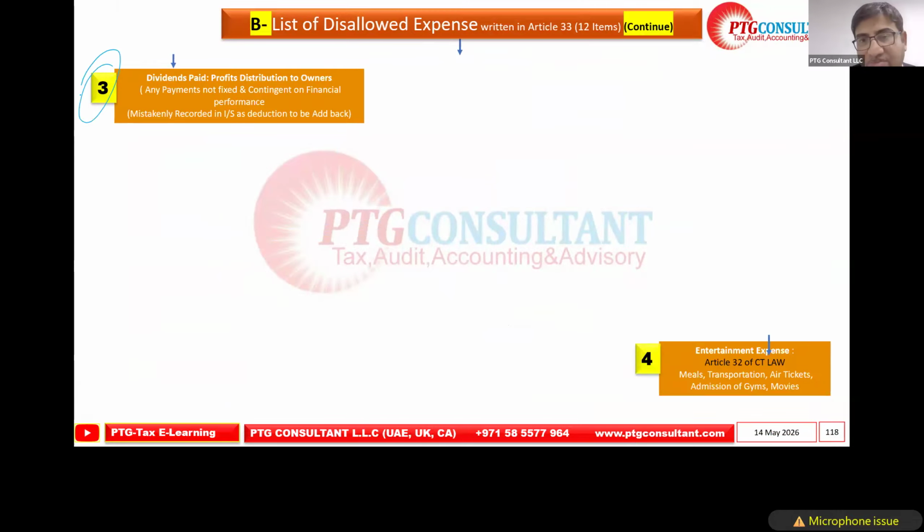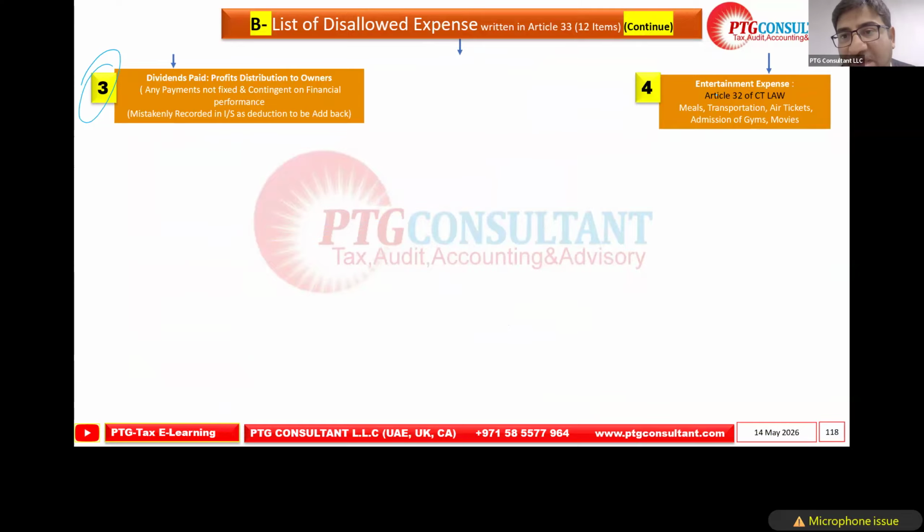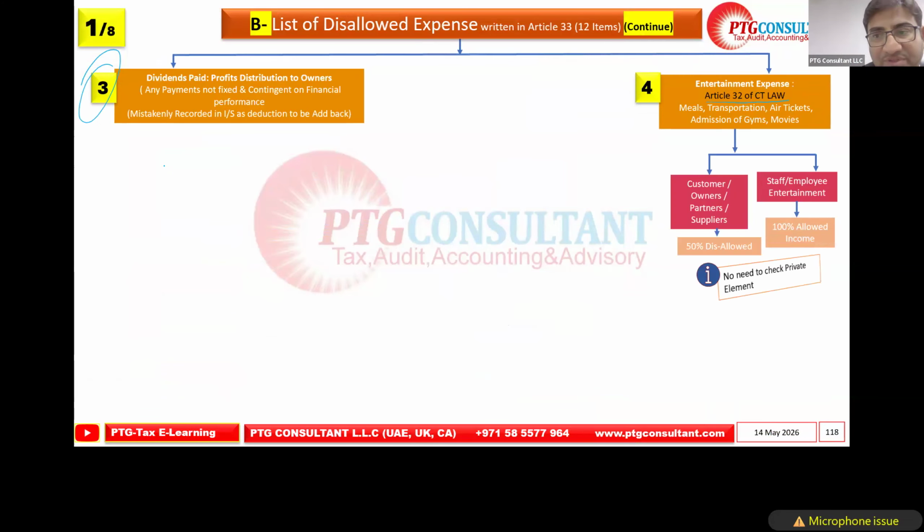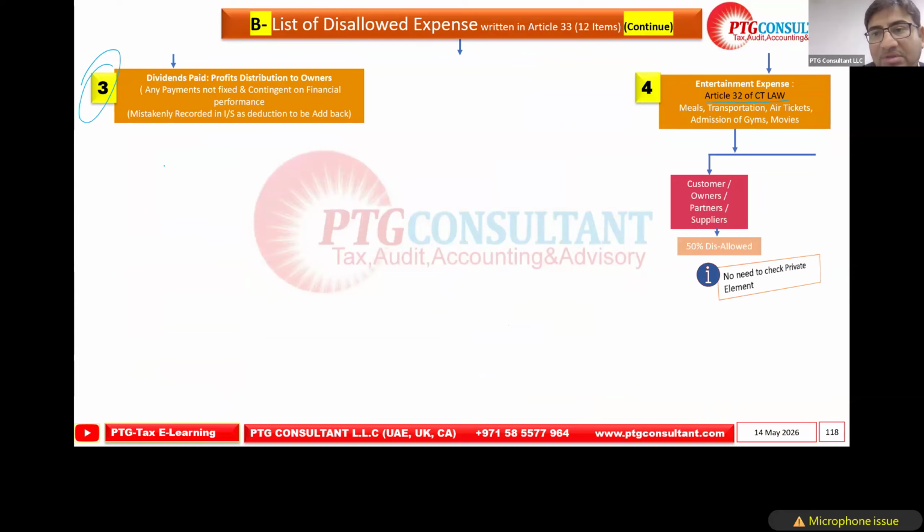Now our next point is number 4, the entertainment expenses as per Article 32 of the CT Law. So the meals, transportation, air tickets, admission to gyms. Entertainment expense as the employee. Article 32 of the CT Law is saying if it is a business expense, even if we give the entertainment to the customers, owners, partners, suppliers, these are normally called the business stakeholders.